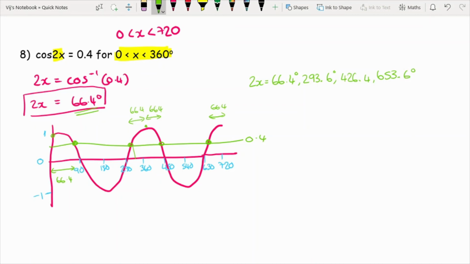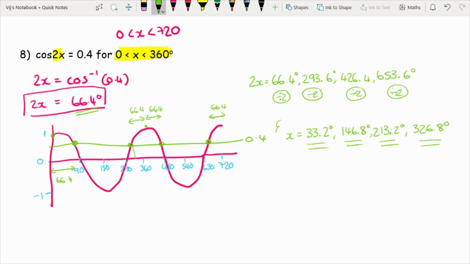From this, what I now need to do is divide all of these numbers by 2. And this is one of the reasons why we doubled the range of axes. So halving each of these values, what do I get? Well, I get 33.2 degrees, 146.8 degrees, 213.2 degrees, and 326.8 degrees, and there are all my answers. As you can see, each one of those numbers is inside the required range of 0 and 360.